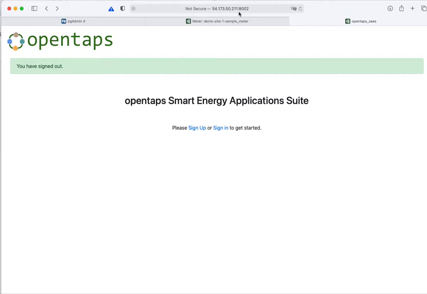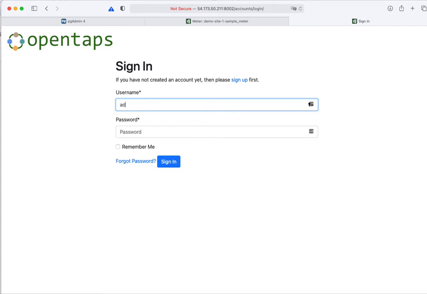Opentaps sees in the URL, you get into this screen. Click on sign in, admin, with the password I gave you.